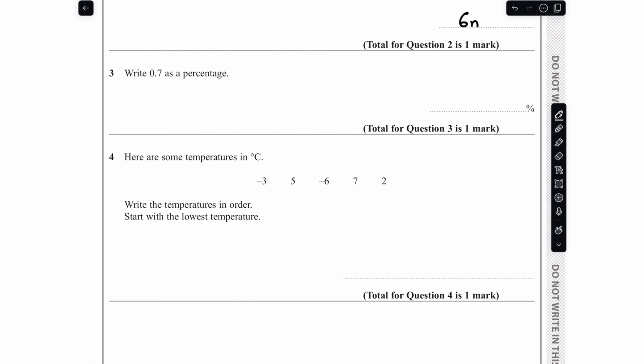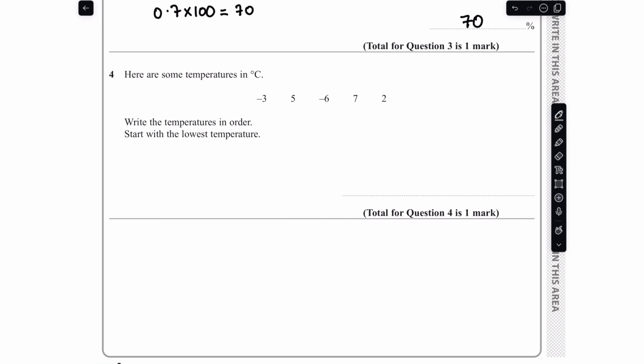In question 3, we are told to write 0.7 as a percentage. So remember, if you convert from a decimal to a percentage, you need to multiply it by 100. So you can simply put in your calculator 0.7 times 100, and that will give you a value of 70. So your final answer is 70%.